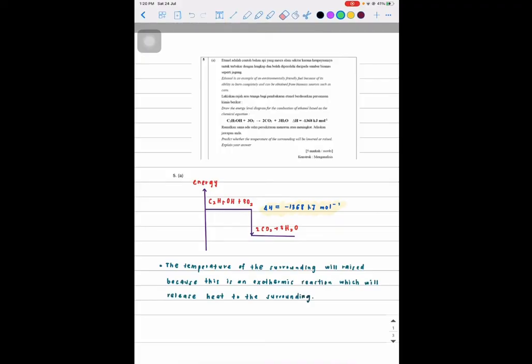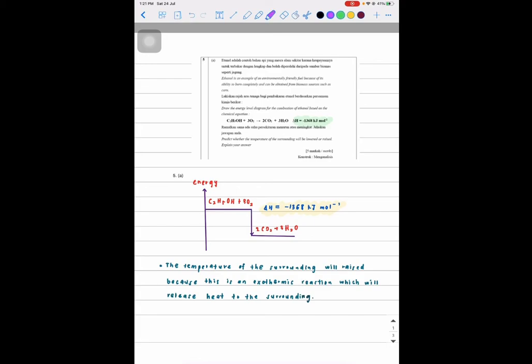For question 5, the question asks us to draw the energy level diagram for the combustion of ethanol based on the chemical equation. The chemical equation is already given. So the first step, we need to know whether this is an exothermic or an endothermic reaction. So we need to look at the delta H value. The delta H value is negative, and if the delta H value is negative, then it is an exothermic reaction. So we need to draw the energy level diagram for exothermic.